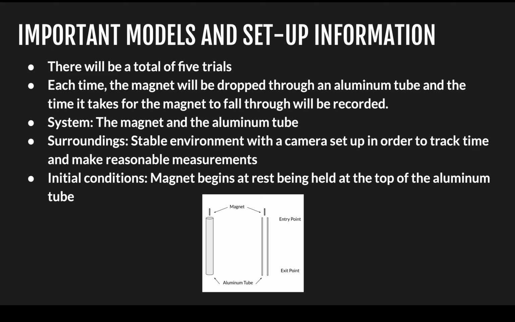Each time, like I said, the magnet is dropped. The system is considered the magnet and the aluminum tube. The surroundings is a stable environment. We're going to set up a camera in order to track the time and to make reasonable measurements so we can see exactly when it enters and exits. The initial conditions: the magnet begins at rest, being held at the top of the aluminum tube, and time starts at 0.